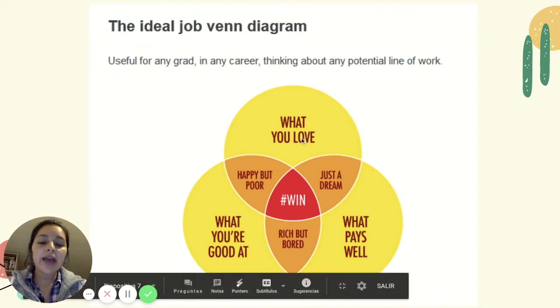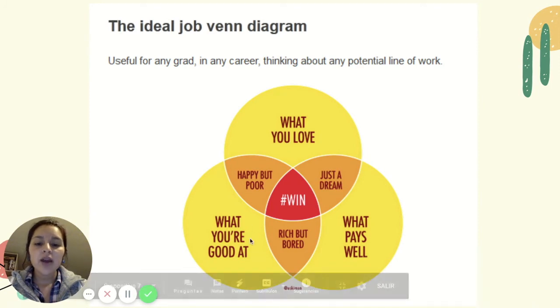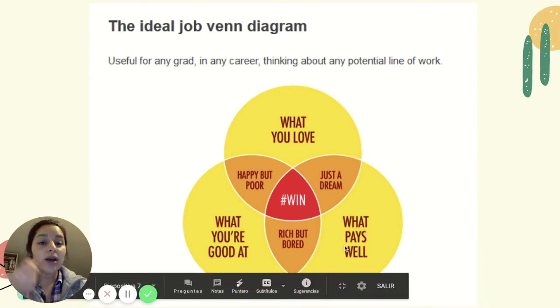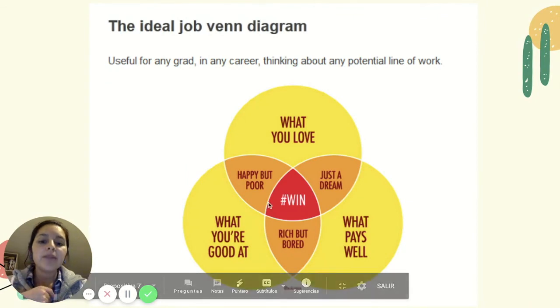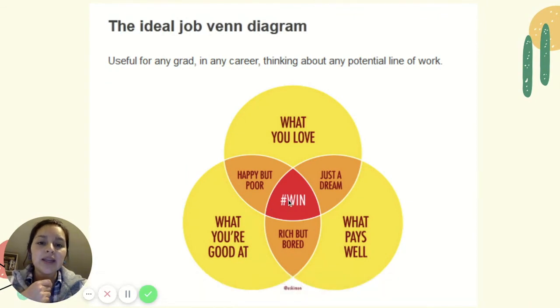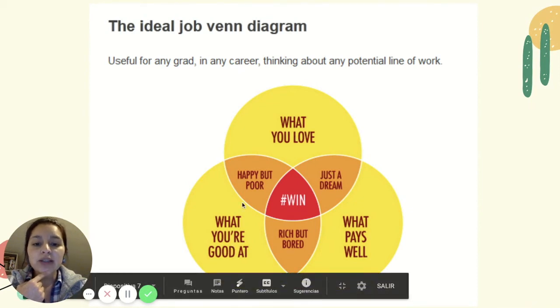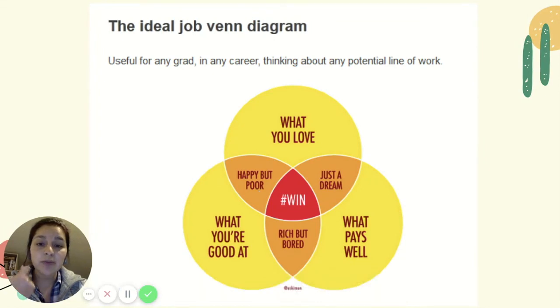So they say, yes, that you have to choose what you love, what you're good at, and what pays well, and that's your winning career choice. Yes? Because if you do what you love and what you're good at, you're happy, but you're poor. We need to pay bills, right? We need to pay for the services. We need to have a good life quality.